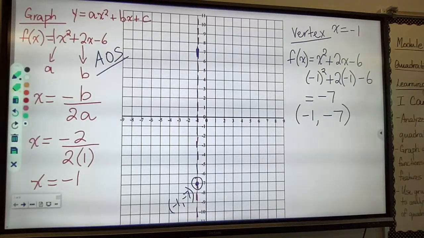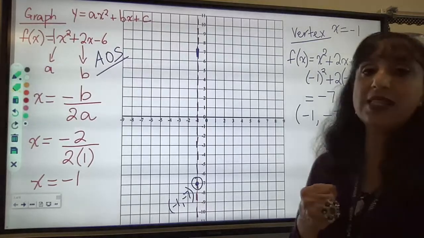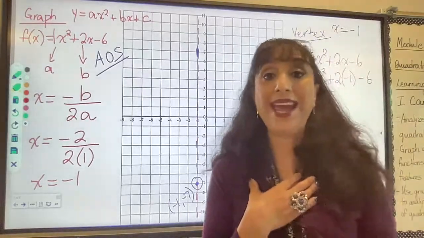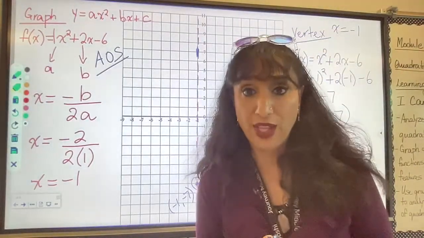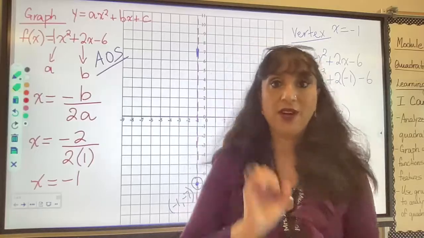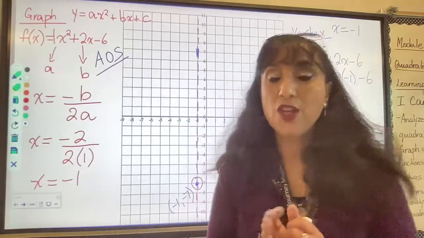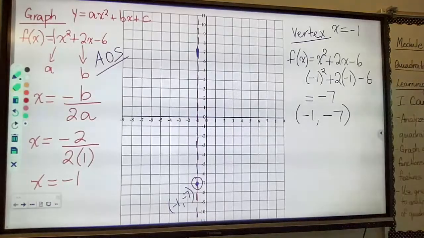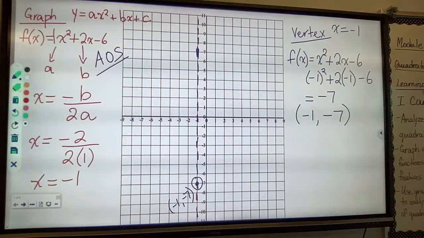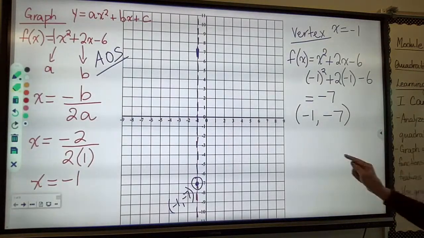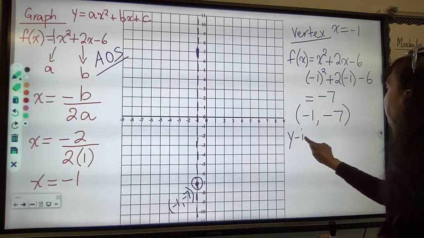Next, I'm going to find the y-intercept. And y-intercept means that my x is going to be 0 over there, because that's the ordered pair (0, y). So I'm going to go ahead now, and I am going to use the same equation to find the y-intercept.